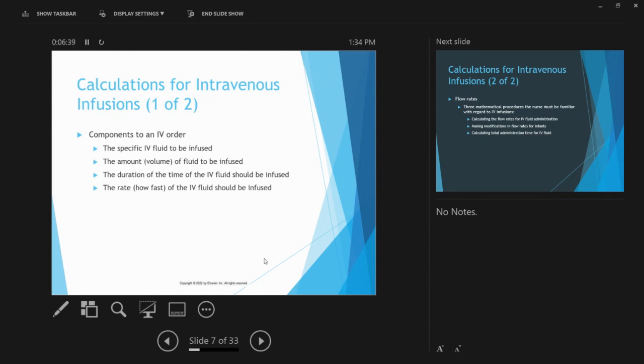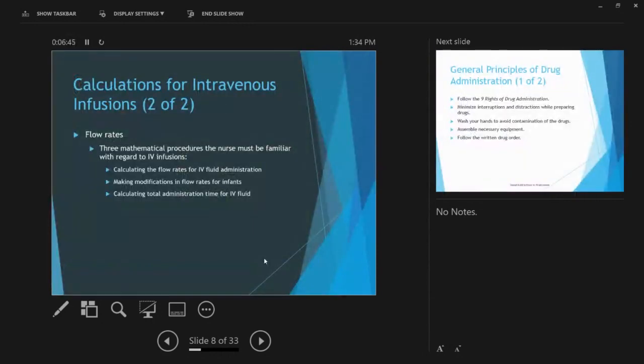The drop factor is the number of drops per milliliter of liquid and is determined by the size of the drops. After you know the drop factor for the equipment being used, you can calculate the flow rate by using the following formula. You can see the formula at the bottom of page 443.